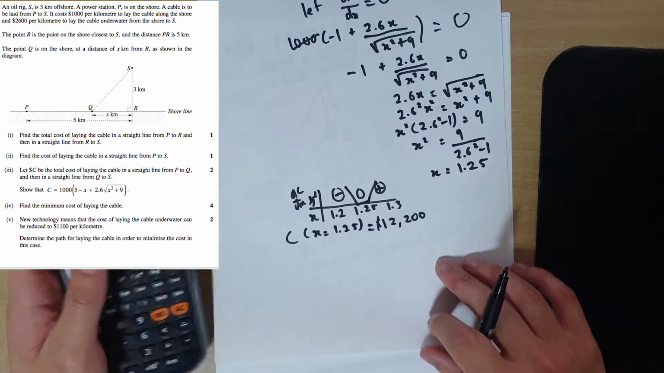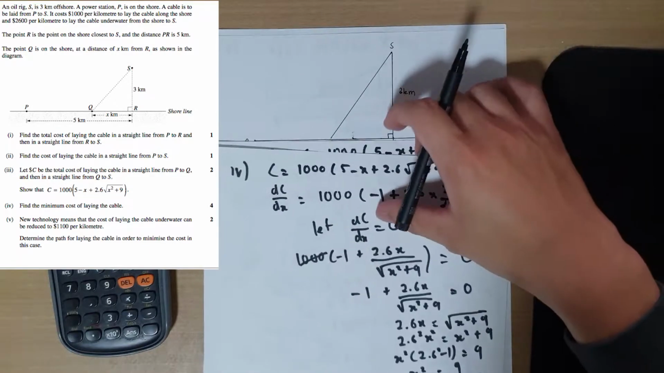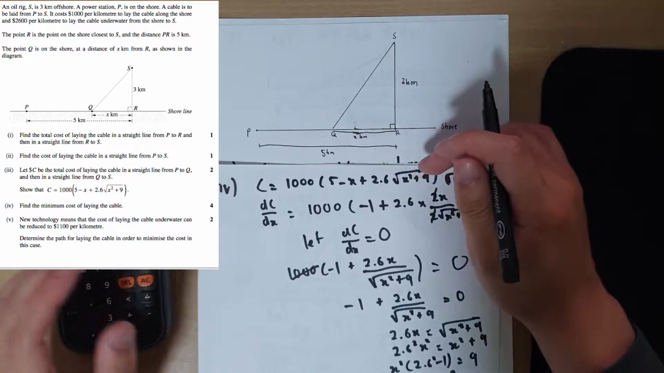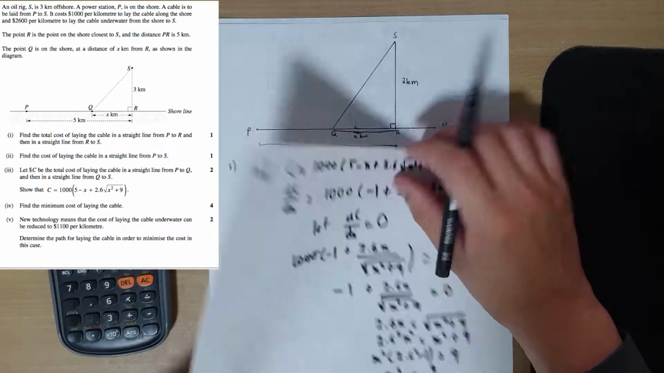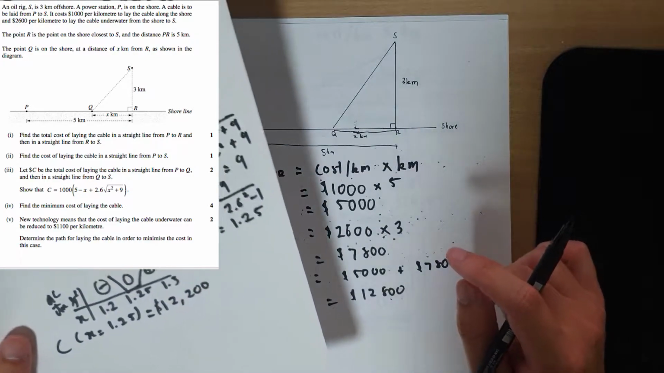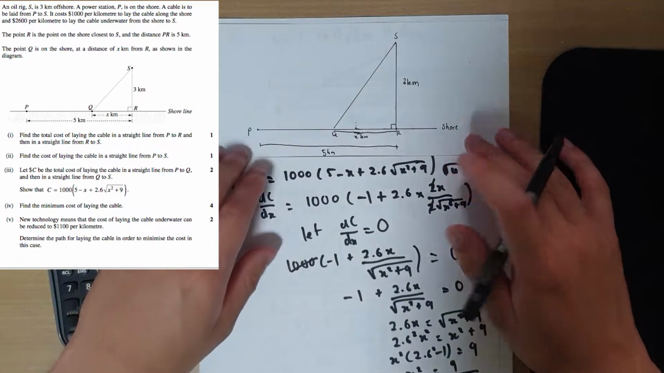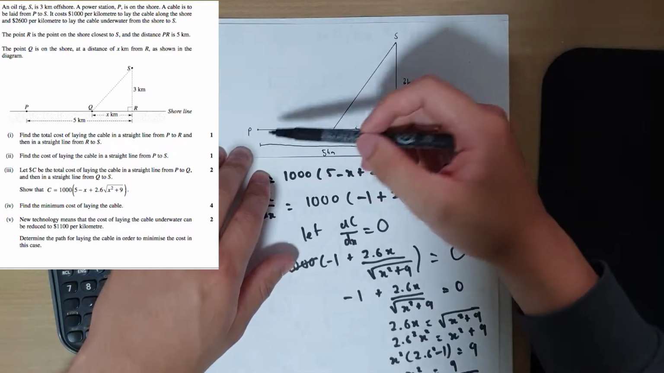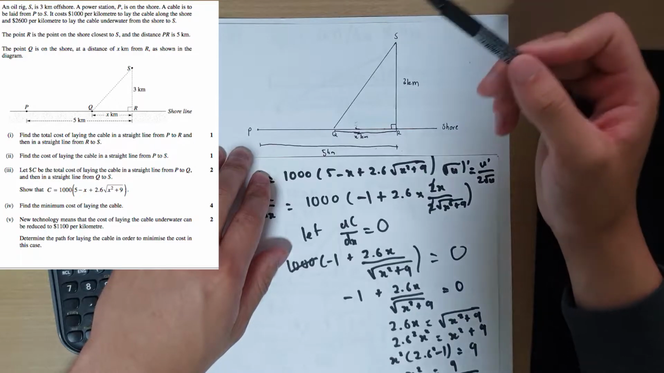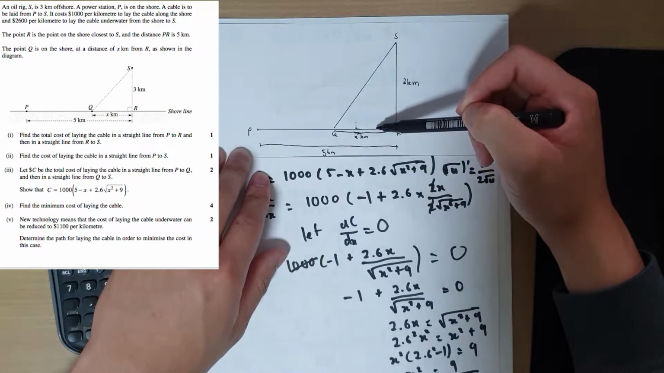So what does this all mean? Let's re-explain. So we know our minimum cost now is 12,200, right? We've just found that. We know the distance at which this occurs is 1.25. So what that means is if we wanted to lay a cable from P to S while minimizing the cost, that would be when this distance here, X, is 1.25, so roughly over here.